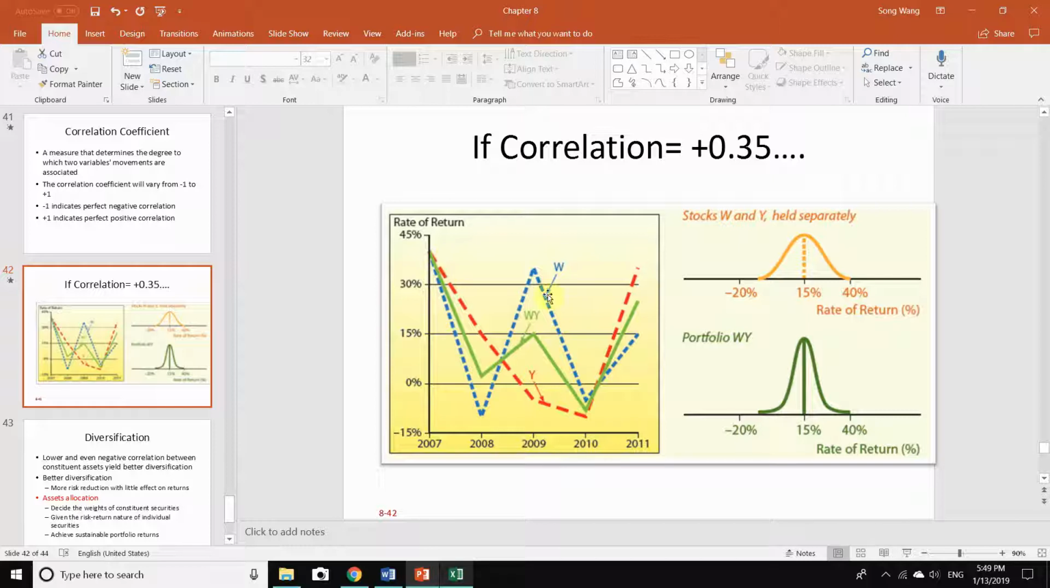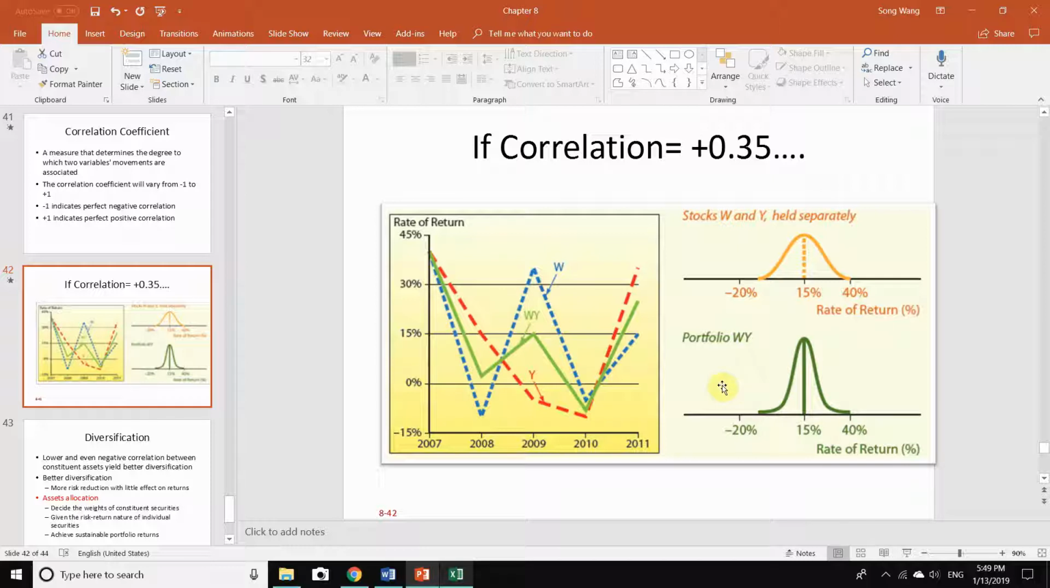Let's say you have a stock W and you have stock Y, okay? These two stocks both have a 15% return and a 25% standard deviation. Their risk level is the same. But when you combine both of them, although W and Y have a correlation of a positive 3.5, which is not that high, your portfolio risk is lower than either of the two. Okay, so that's the beauty of diversification.